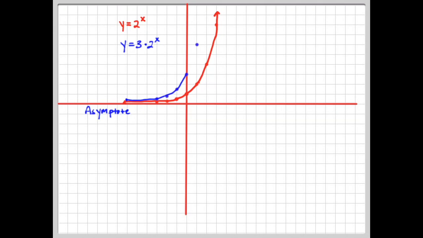So that's why we'd call this a vertical stretch of the graph y equals 2 to the x, because it's all of our original y values only multiplied by 3. Make sense? Now for the upside down one. The upside down one is very similar. It just combines that multiple of 3 with a reflection over the x-axis.